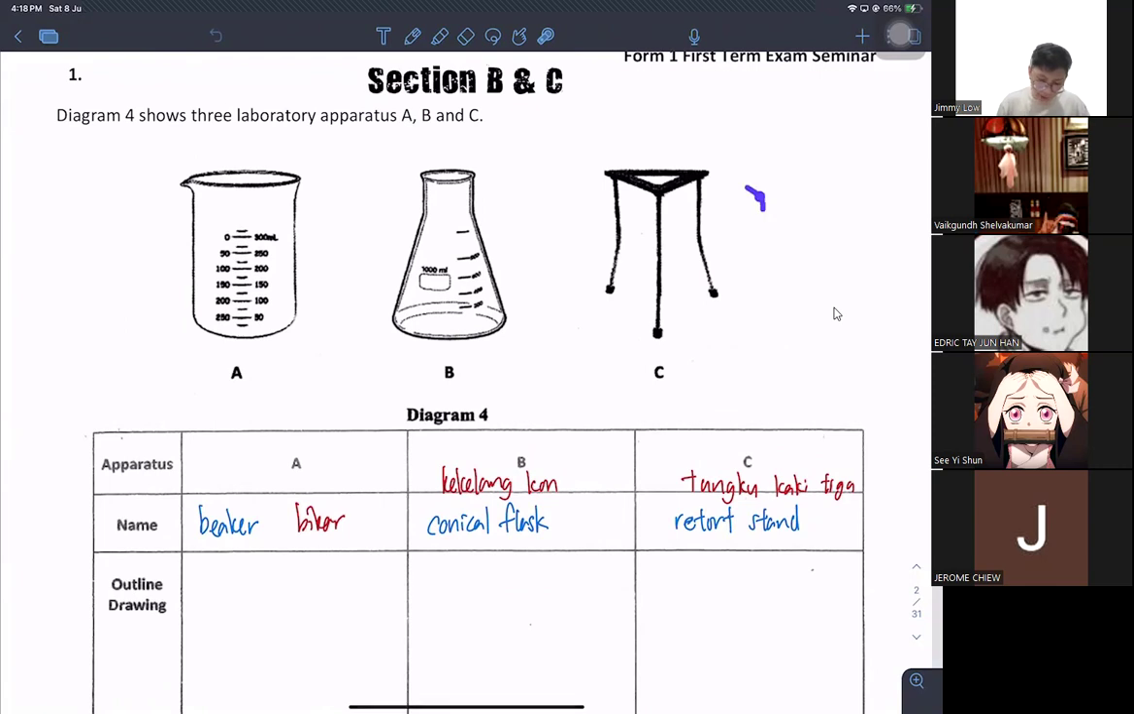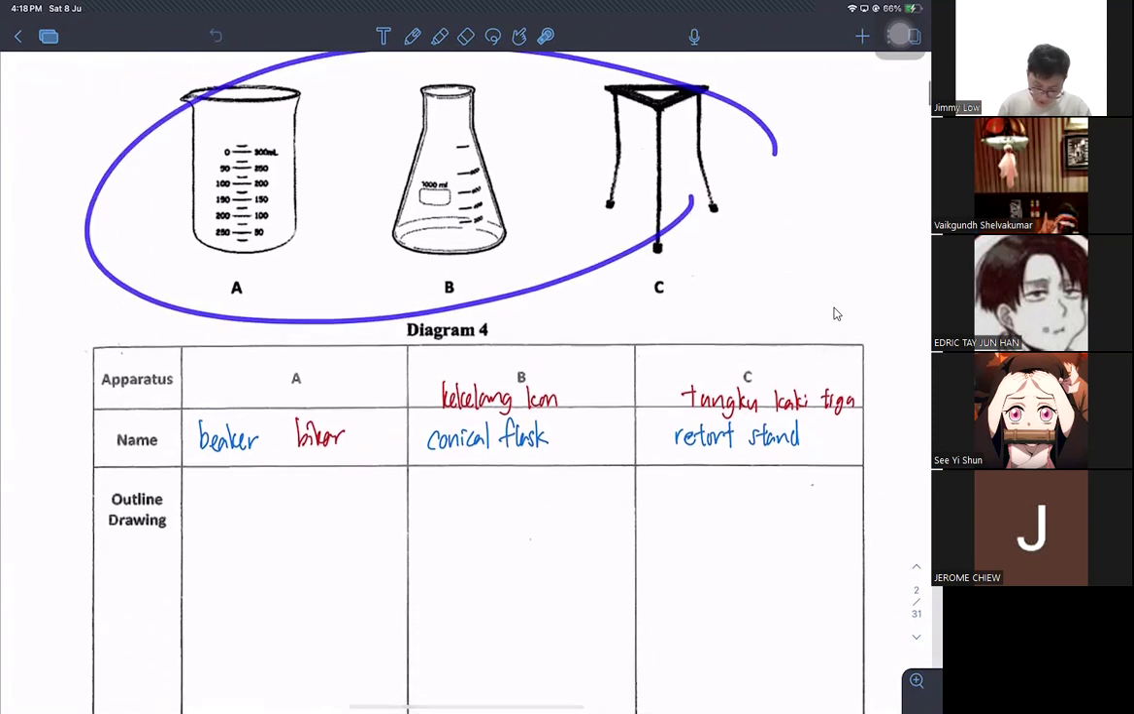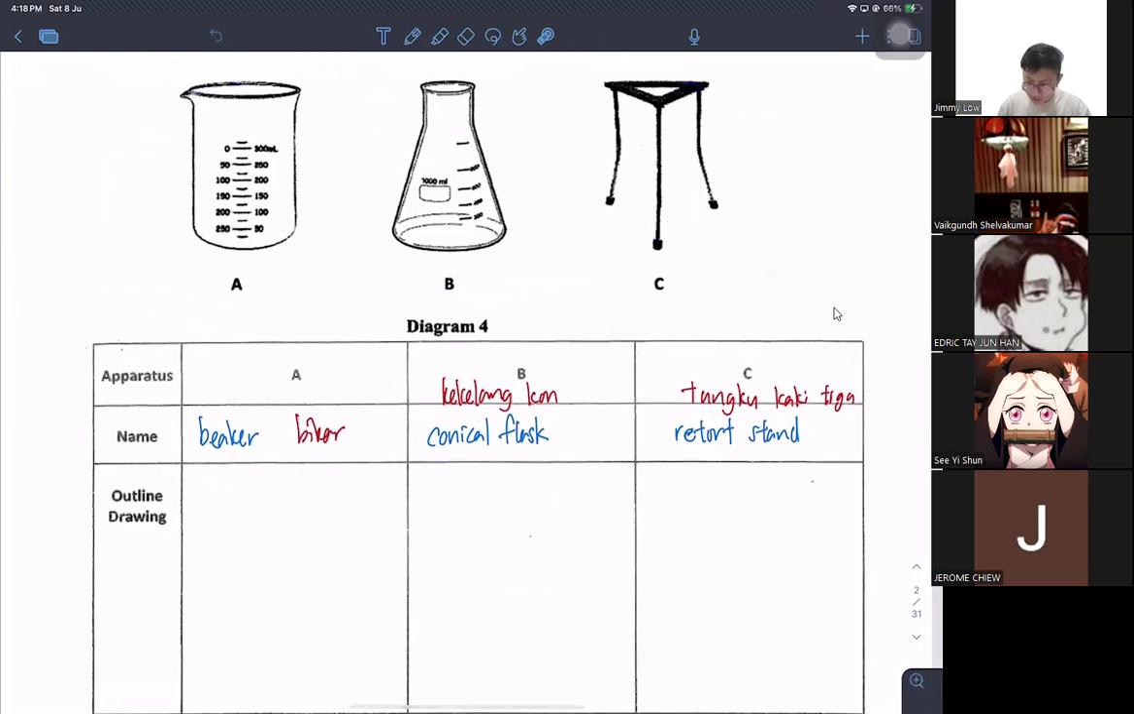Okay, so as you can see, in section B and section C, basically the question asks you what is this, what is that. So you have to recognize what is this and what is that. The beaker, conical flask, retort stand, the test tube, the tripod stand. We have a lot of different stands here. Know their names: beaker, conical flask, and retort stand.